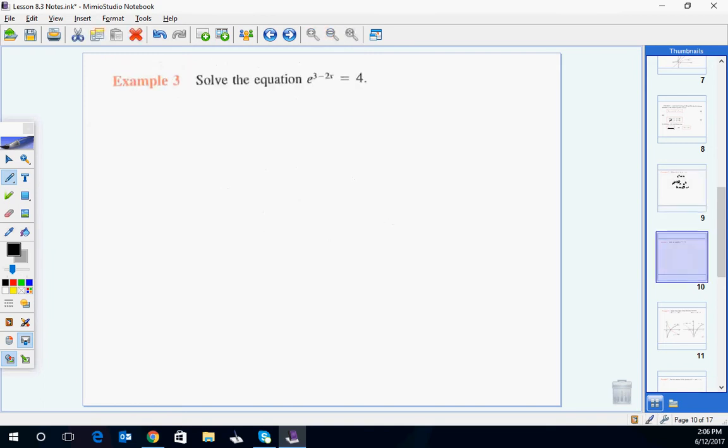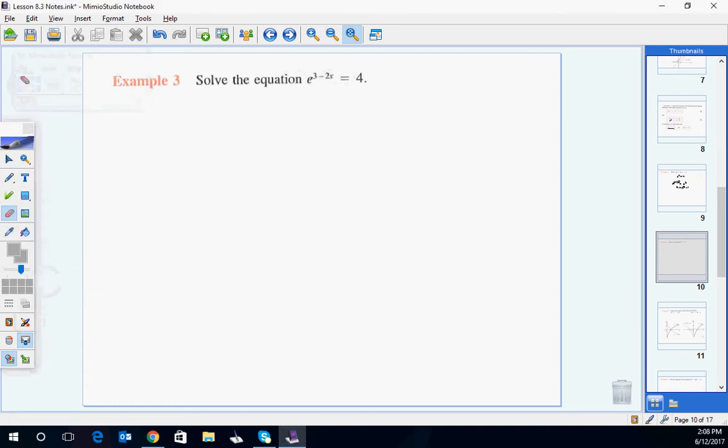Okay. Example 3. Solve the equation e to the 3 minus 2x equals 4. Why don't you try that for a second? See if you remember the skills it takes to get that 3 minus 2x down. That's the key. We're trying to get this down. That's why logarithms help us. Go ahead and try that.